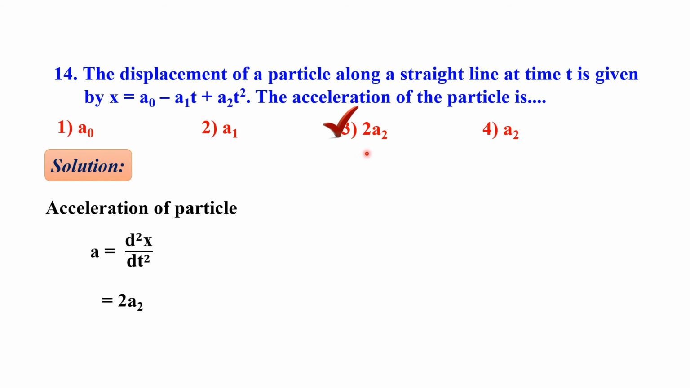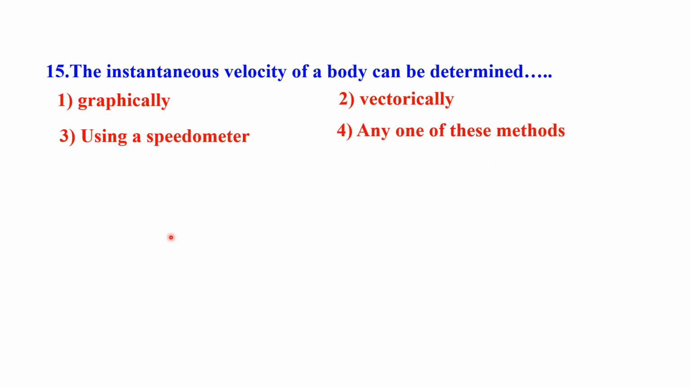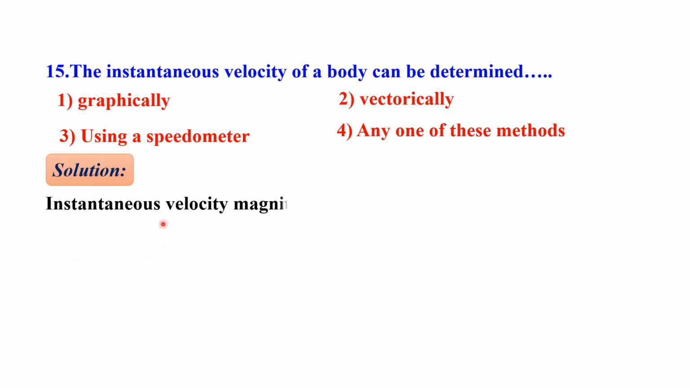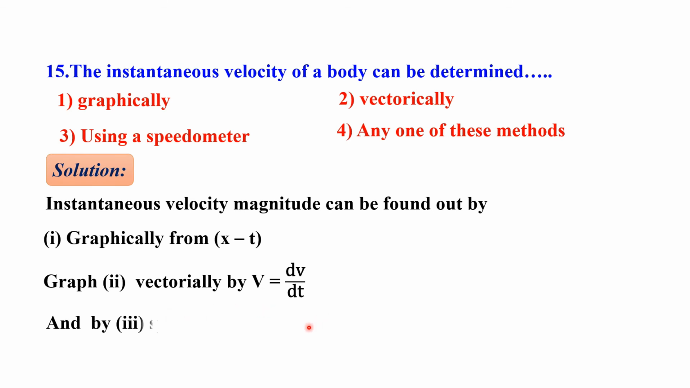Third option is correct. Next one, the instantaneous velocity of a body can be determined graphically, vectorically, using a speedometer, any one of these methods. Now let us go to the solution. Instantaneous velocity magnitude can be found out, first, graphically from the x-t graph, and vectorically by v equal to dx by dt, and by the speedometer also. So you can use any one of these methods to find the instantaneous velocity of the body.